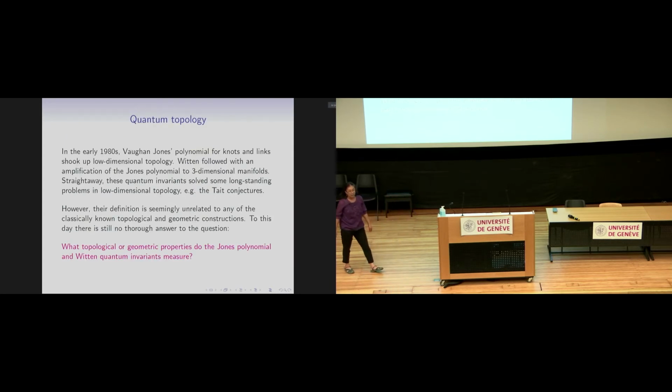So the story starts a little bit with Vaughan Jones's discovery of the Jones polynomial. And this really shook up low-dimensional topology, and then this was followed by Witten with his amplification of the Jones polynomial to three-dimensional manifolds. And from the topologist's point of view, this really fell from the air, right? It came in and it showed that the right-handed trefoil and the left-handed trefoil were different in half a page, right? It proved Tait's conjectures, which were open for almost 100 years at that time.